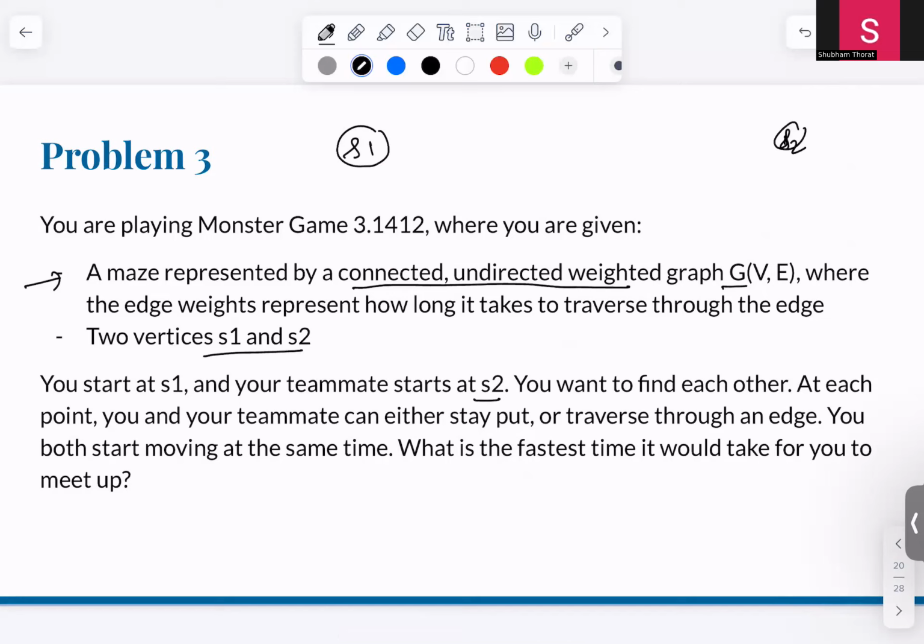That means at each point, you and your teammate can either stay put or traverse through an edge. So you will start from here and the teammate will start from here, and you meet somewhere in the middle. What you want to do is find the fastest time it will take for you to meet up. How will you solve this problem? Any ideas?